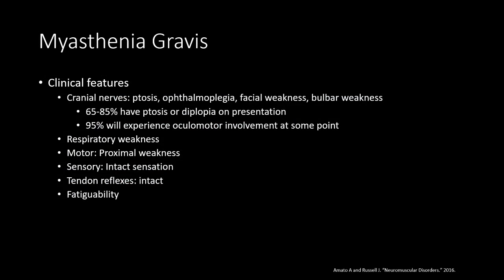These patients can progress to have respiratory weakness quite quickly, and the respiratory muscles can be involved quite out of proportion to the extremity skeletal muscles. Patients can have proximal weakness, but this often is pretty mild compared to bulbar and respiratory weakness in patients in crisis. They should have intact sensation, reflexes should be intact, and the other important clinical feature to look for is significant fatigability. So with repeated movement, with sustained upgaze, patients will develop weakness even if they initially have normal strength.